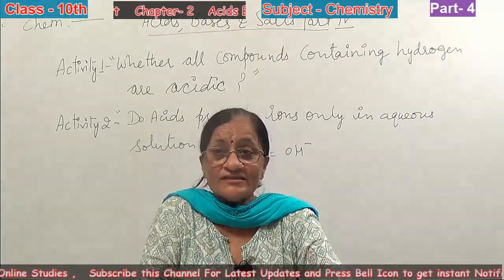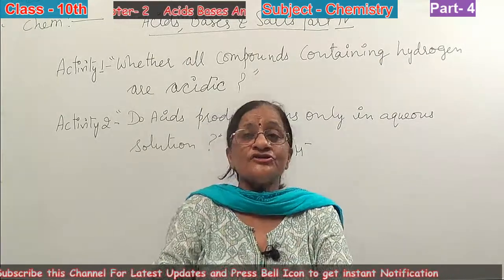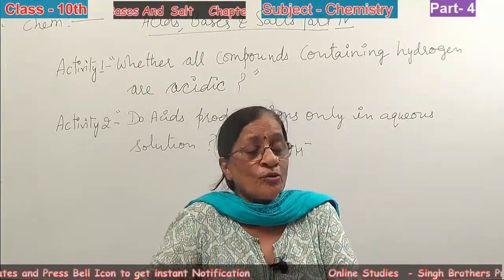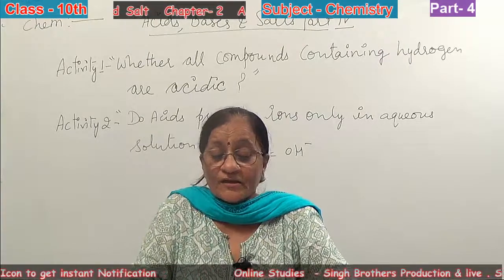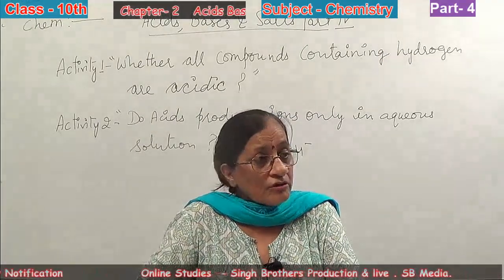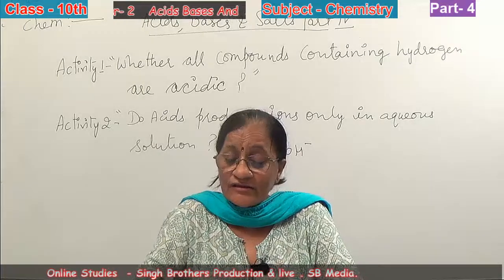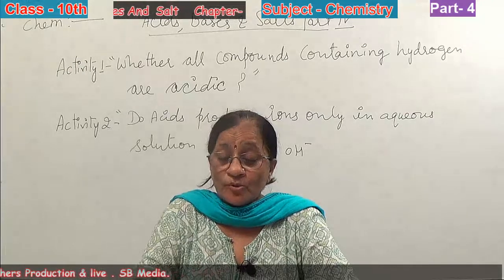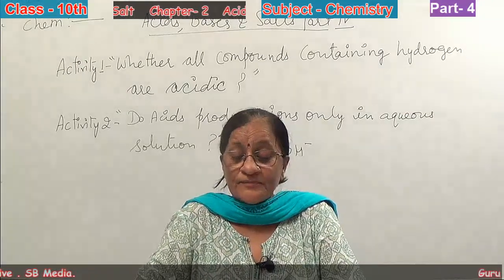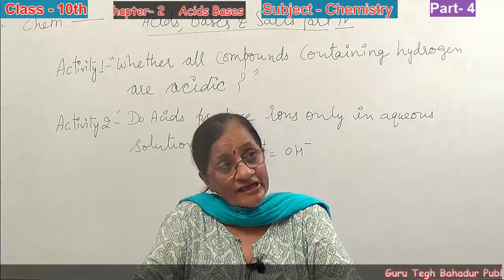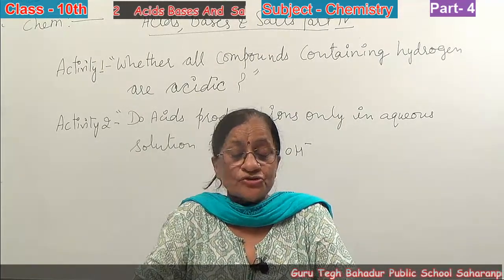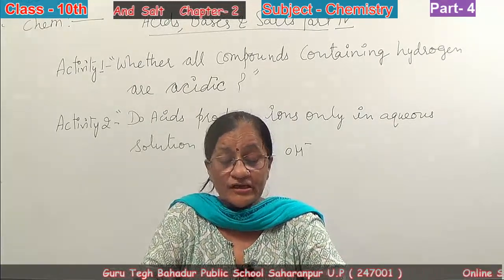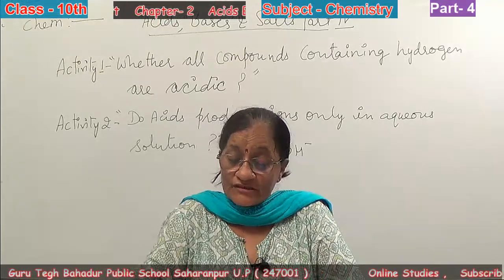So, when we add acid to water, the concentration of hydrogen ions increases and the concentration of OH negative ions decreases. And when we add base to water, the concentration of OH negative ions increases and H positive ions decrease. So we can say both acidic and basic solutions contain H positive ions, but an acid solution contains more H positive ions and a basic solution contains more OH negative ions.